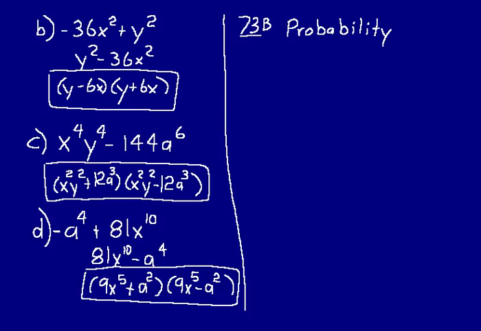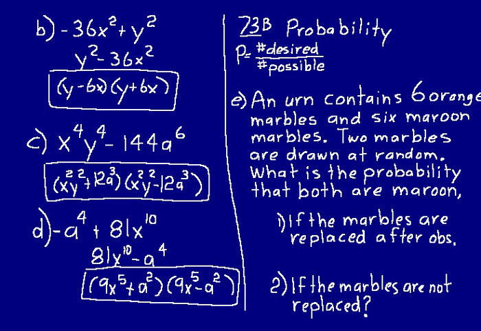73b is on probability without replacement. Now in lesson 70 we learned about what probability is, and I've written an abbreviated form of that relationship there. It's a quantitative evaluation of a chance of something happening, and it deals with the number of desired outcomes divided by the total number of possible outcomes. Now let's apply what we know about probability to a special type of problem. This deals with replacement and not replacing certain values.